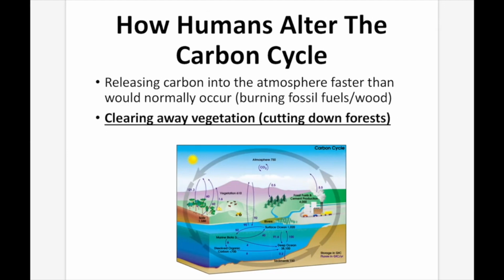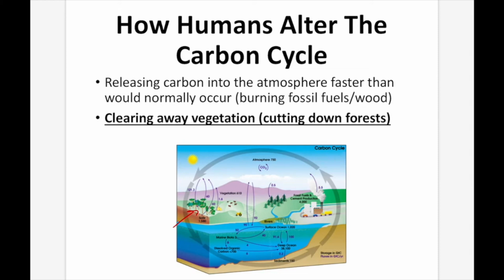So how do we affect these carbon sinks? Well, we're going to alter the carbon cycle, releasing carbon into the atmosphere faster than would normally occur, and that's going to be by burning fossil fuels and wood, and by clearing away vegetation, cutting down forests. This vegetation you can see here contributes significantly to bringing in carbon dioxide from the atmosphere into living things. So as we do this, as we change the way that the carbon is moved around the carbon cycle, we're going to change the concentrations.